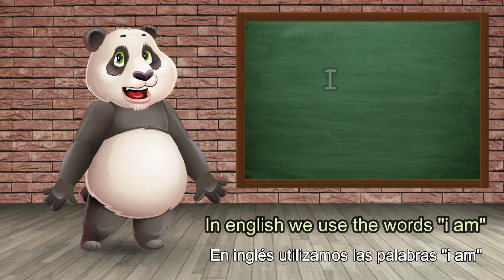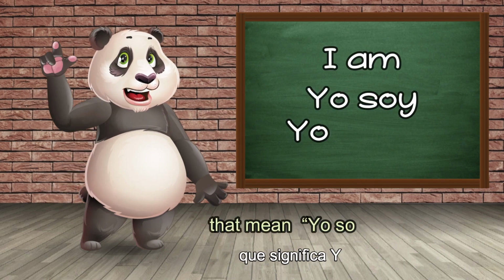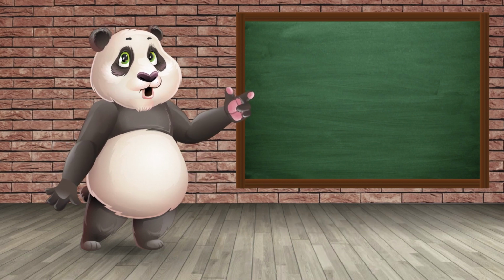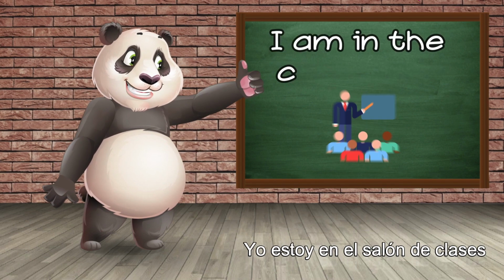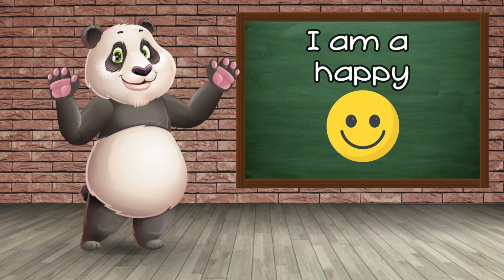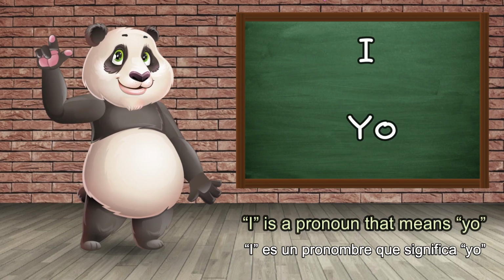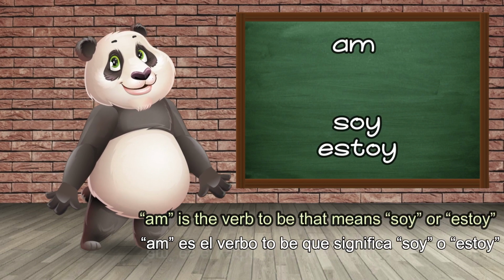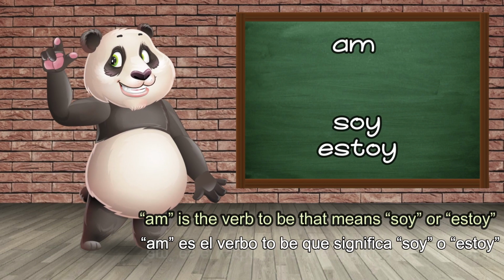In English, we use the words "I am" that mean "yo soy" or "yo estoy." For example, I am a panda bear. I'm in the classroom. I am happy. "I" is a pronoun that means "yo." "Am" is the verb "to be" that means "soy" or "estoy."